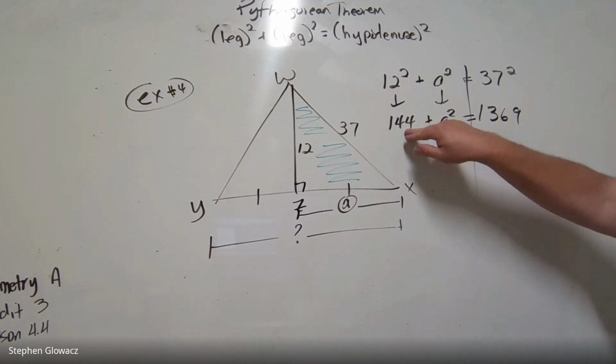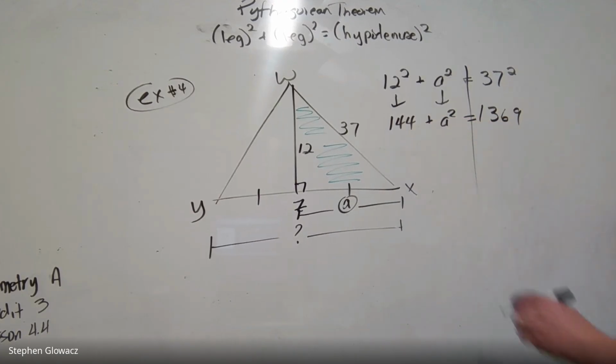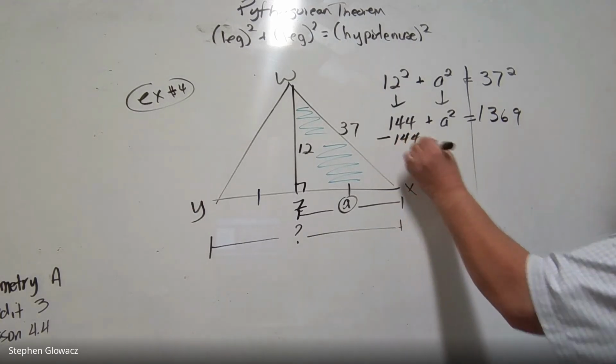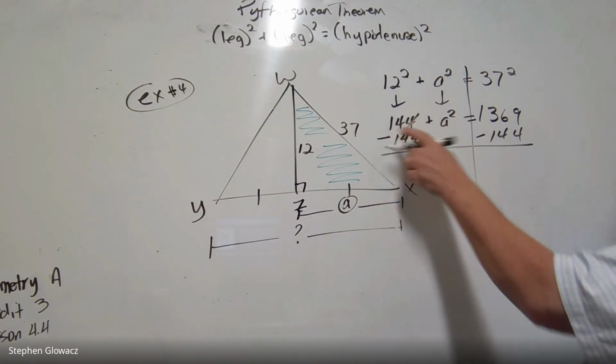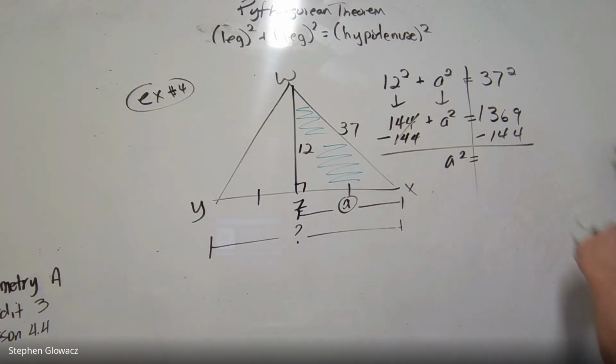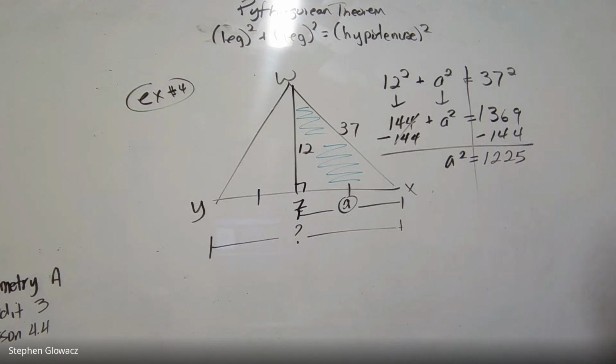So now in this case, we need to get A by itself. We need to get rid of this 144, and we need to get rid of the exponent. But we'll start by getting rid of the 144. We're going to subtract that from both sides. Of course, the 144s cancel. 1,369 minus 144 is 1,225. Just double checking, making sure that's right.